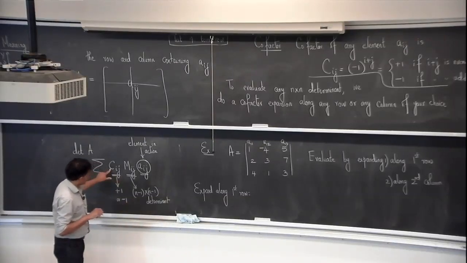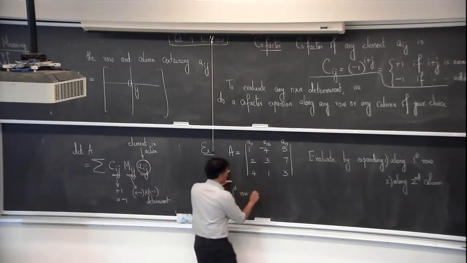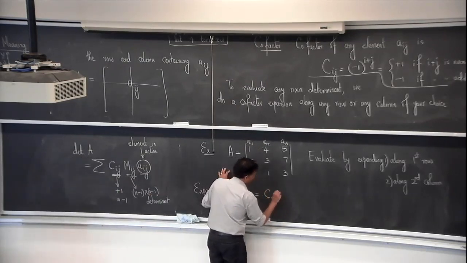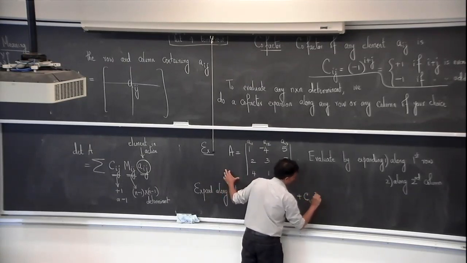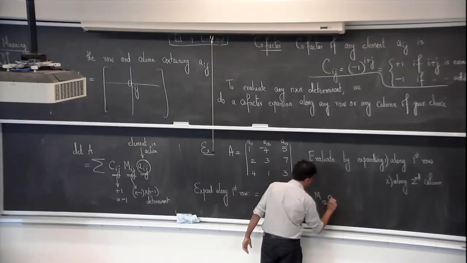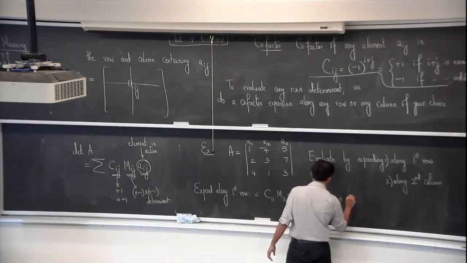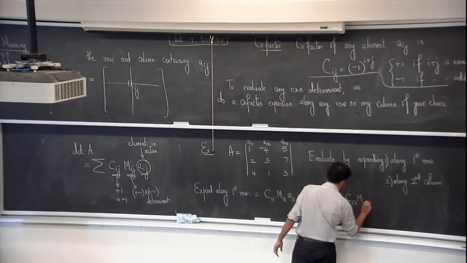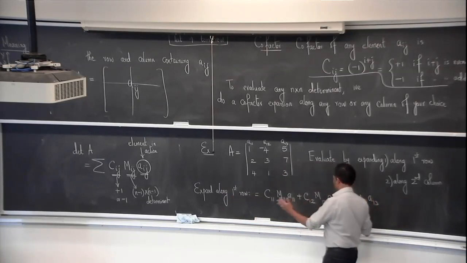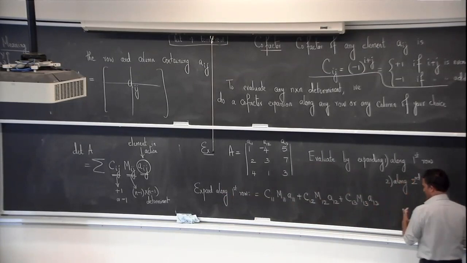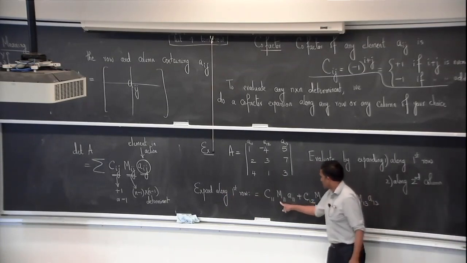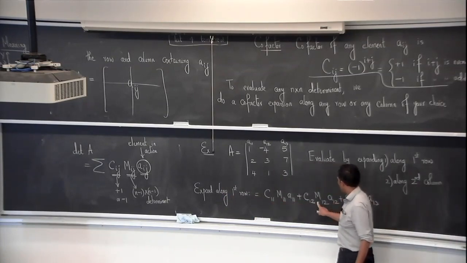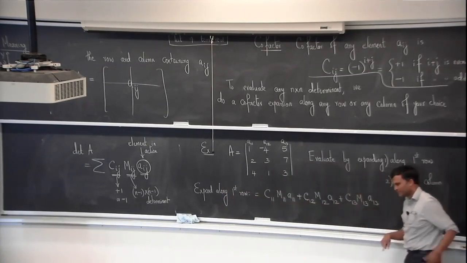So if you're expanding along the first row, this is going to look like C11, M11 times A11 plus C12, M12 times A12 plus C13, M13 times A13. I know that looks painful, but we're going to speed it up from the next example. That is what expanding along the first row means. Take each element, multiply with its minor and cofactor. Element, minor, cofactor; element, minor, cofactor.